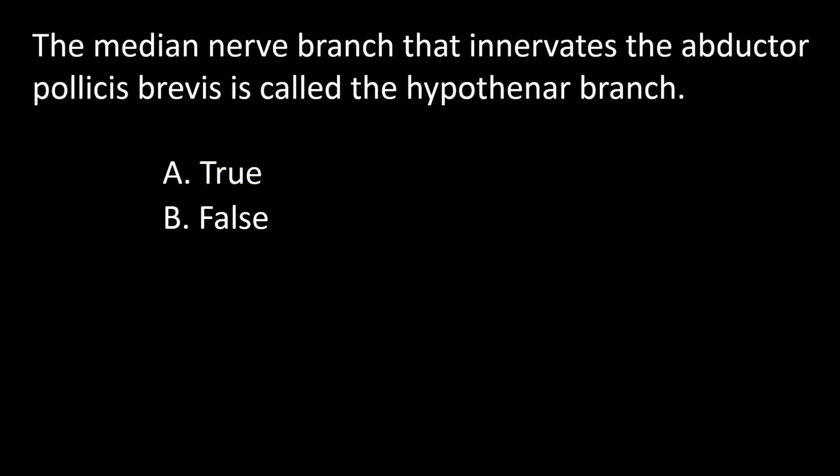Next question. The median nerve branch that innervates the abductor pollicis brevis is called the hypothenar branch. A true, B false.